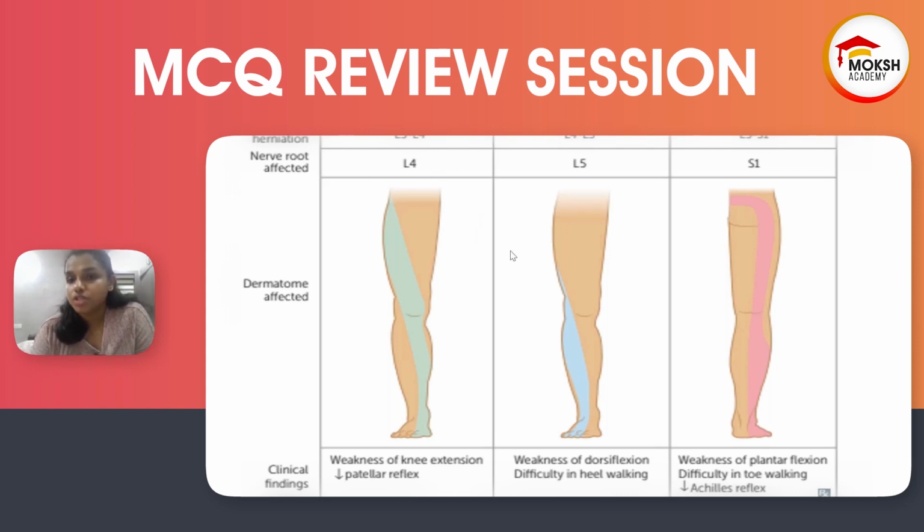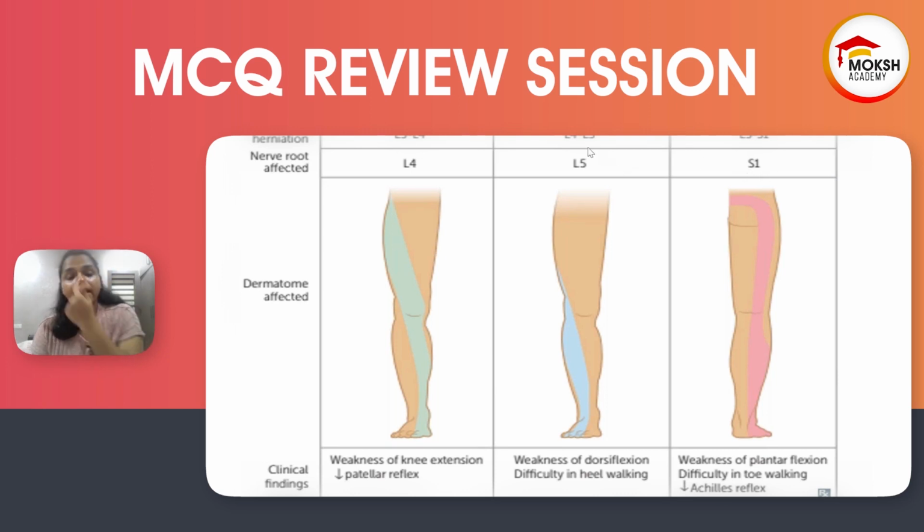So how do we differentiate between them? Whenever there is L4 involvement, it's not very important to know the sensory distribution. It's really good if you know, but there's an easy way. When there is a decreased patellar reflex, go for L4. If the question says decreased Achilles tendon reflex or plantar reflex, go for S1.